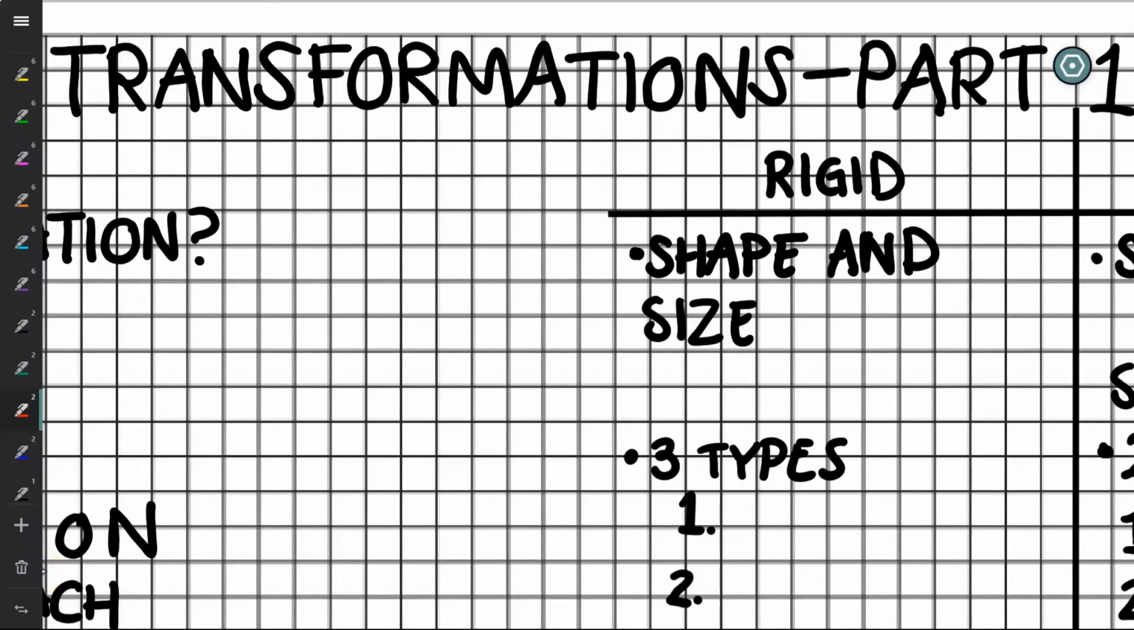Today we are starting a new lesson series on transformations. This is going to be part 1 of another 3-part series, and this is our last lesson series of the year. We're going to start talking about transformations, and today we're going to focus on some definitions and an example of one type of transformation.